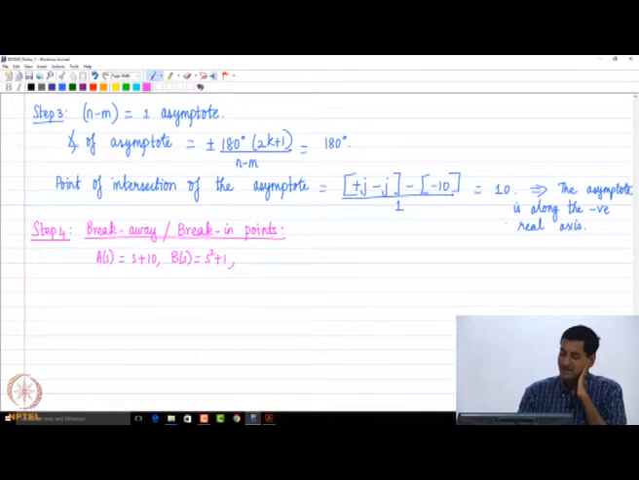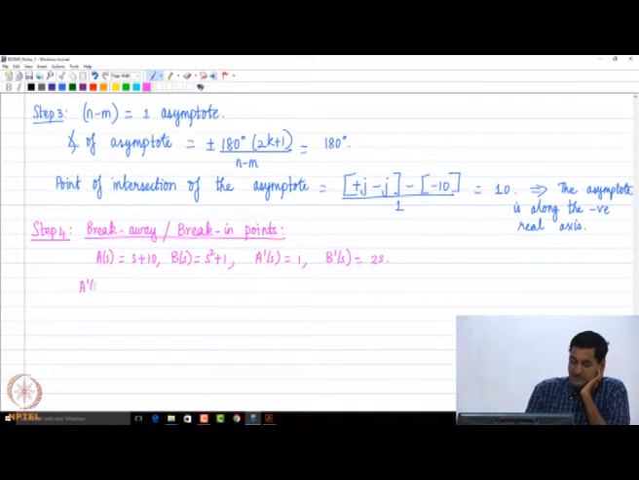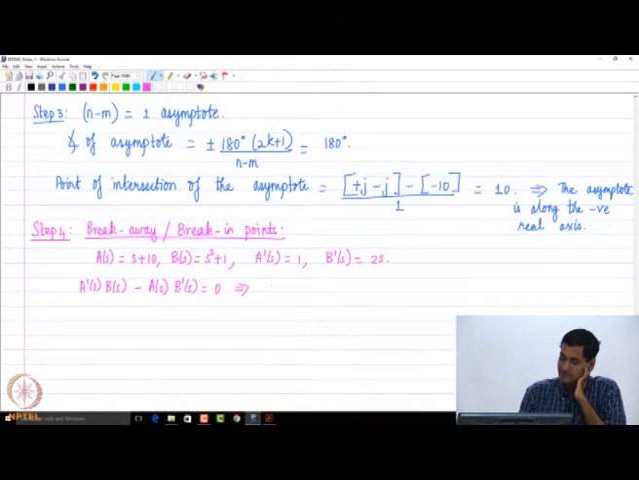So, a of s is s plus 10, b of s is s squared plus 1. Consequently, a prime s is going to be 1, b prime s is going to be 2s. And what is the equation that we need to solve for breakaway points? It's going to be a prime s b of s minus a of s b prime s equal to 0. So this would give me s squared plus 1 minus a of s, which is s plus 10, times 2s, equal to 0.